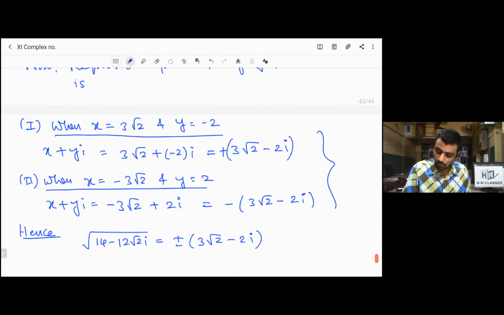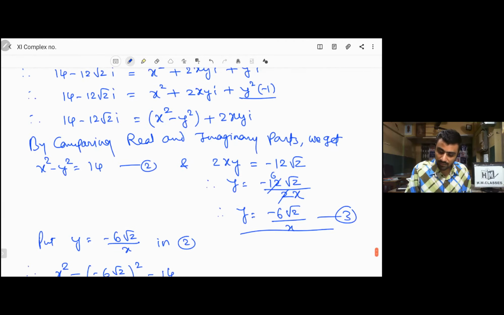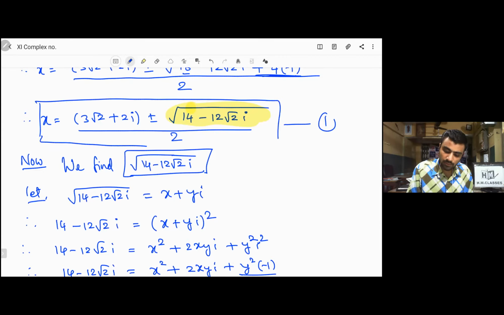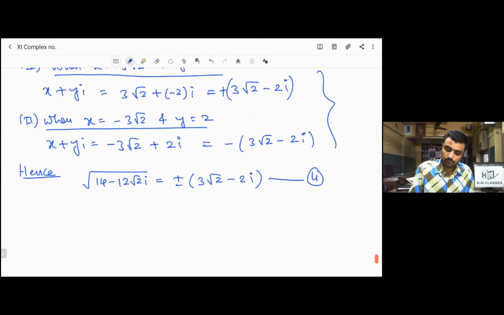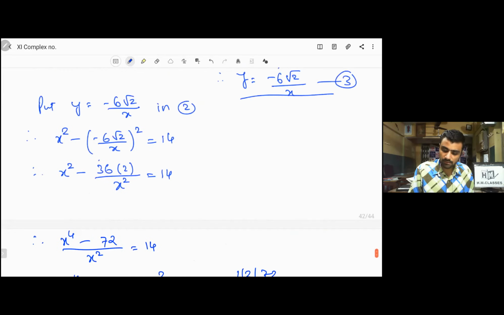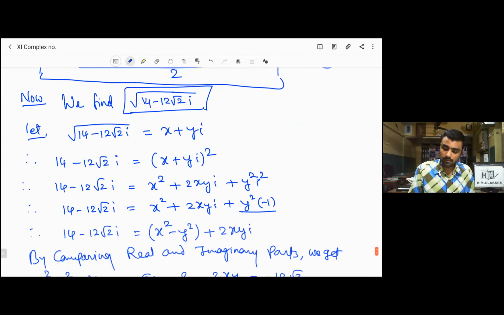This is number 4, and this 4 you substitute in number 1, which is still pending, where we have to find our x value. We had left the value of x here, so now we substitute the value of the square root into it and complete it. So from 1 and 4, x equals to, what will be the value of x? Root 3 root 2 plus 2i.